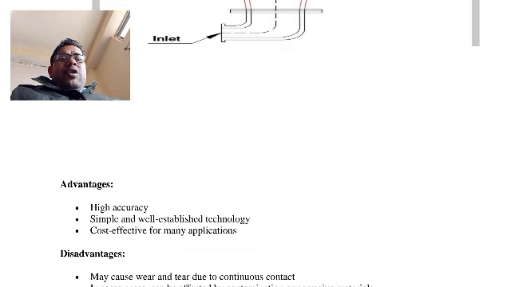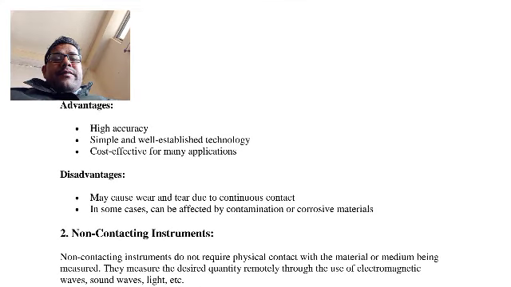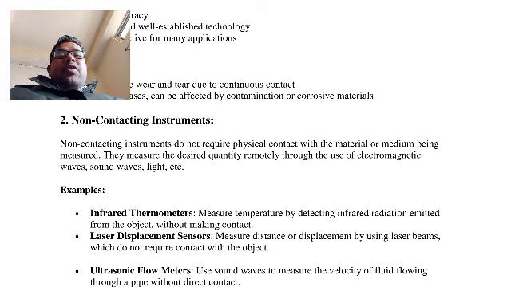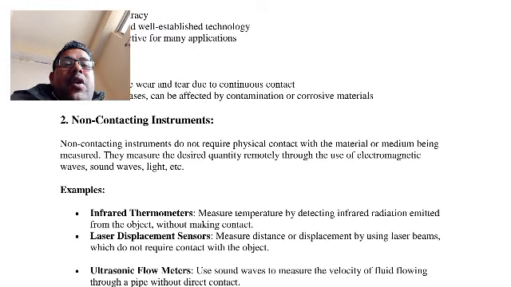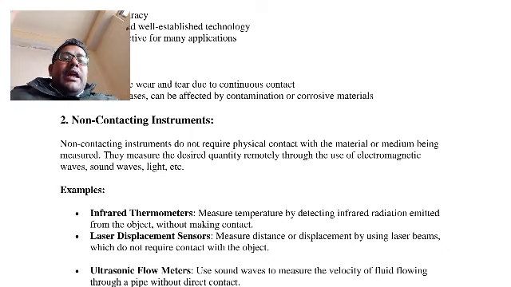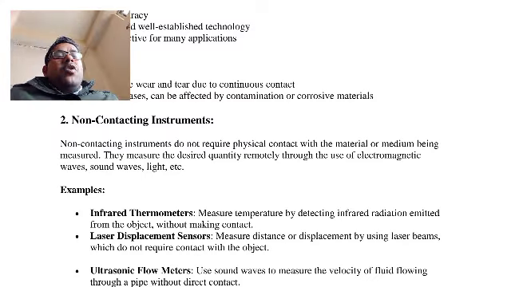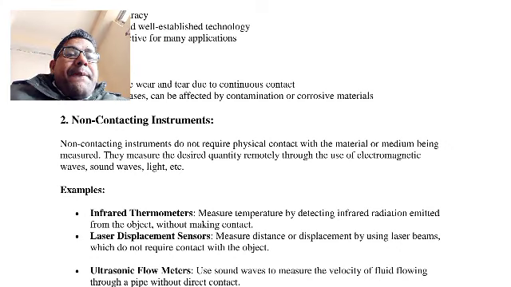Here we only need to know how the instrument looks and in which category it comes. It has high accuracy and is well established. The second is the non-contacting instrument. Non-contacting instruments don't contact the physical quantity. Previously the instruments were in direct contact with the physical quantity, but these instruments don't contact the medium. Without direct contact, they measure the quantity.